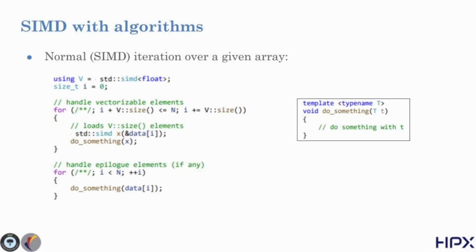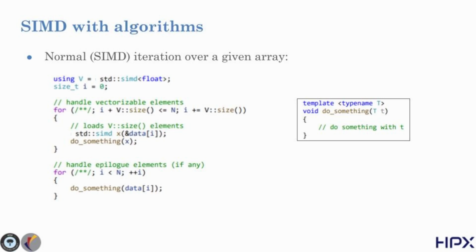But there is one complication. What if the total number of elements n cannot be divided by the SIMD size? For example, if you process 8 elements at a time and have 18 elements total, the last 2 elements won't fit into a full SIMD register. So to fix this, we use 2 loops, one for the vectorized part and one for the scalar tail.